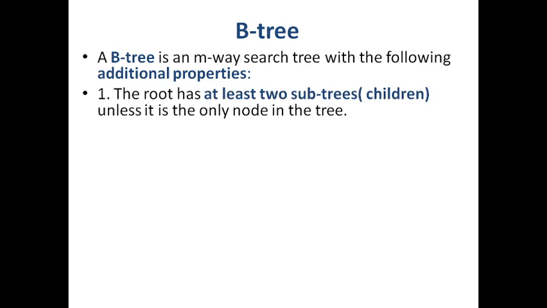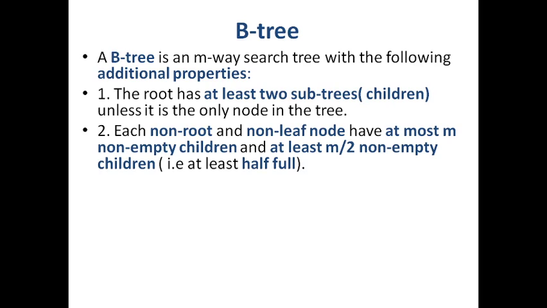The root has at least two subtrees. Previously with the M-way tree, there is no limit on the minimum number of subtrees for a root. The root can have 0, 1 or 2 subtrees. But for a B tree, it can either have 0 subtrees or 2 subtrees. It can't have a single subtree. That is a restriction imposed additionally onto a B tree.